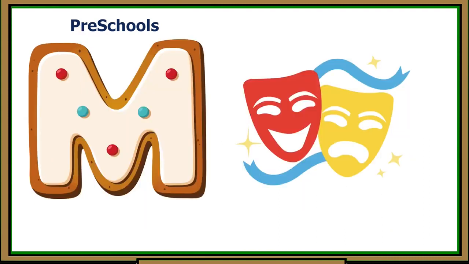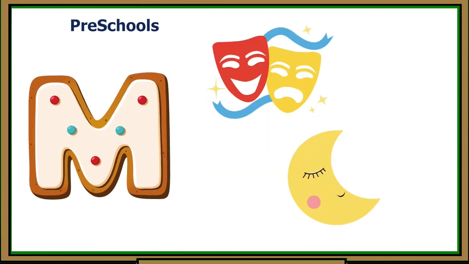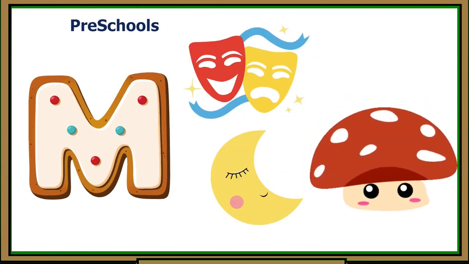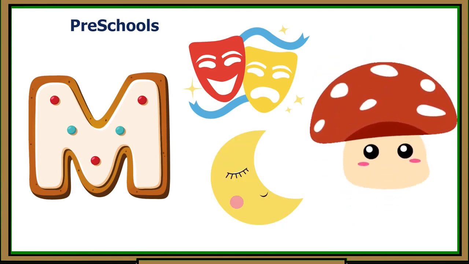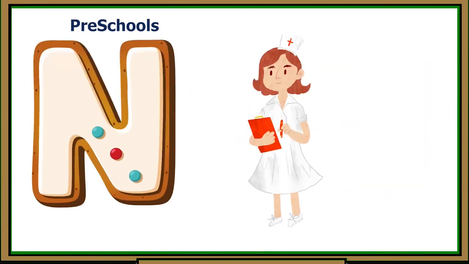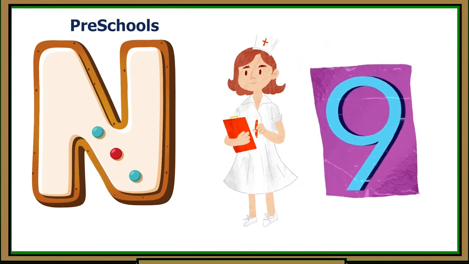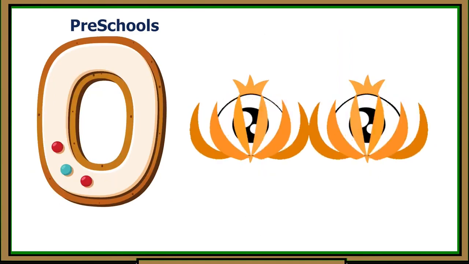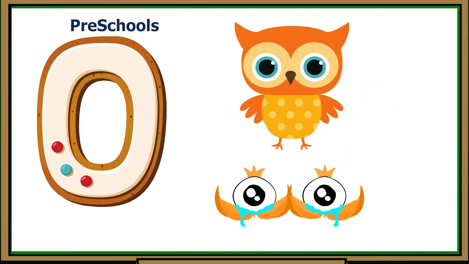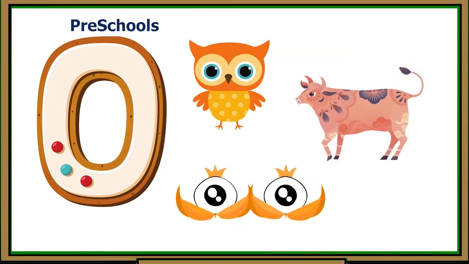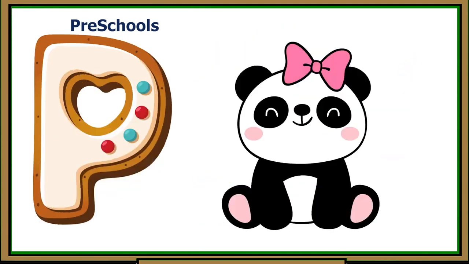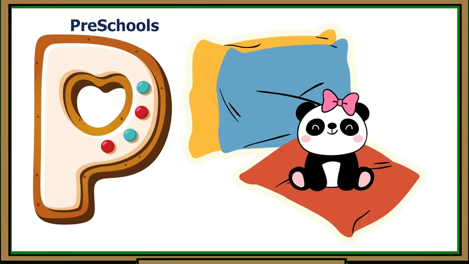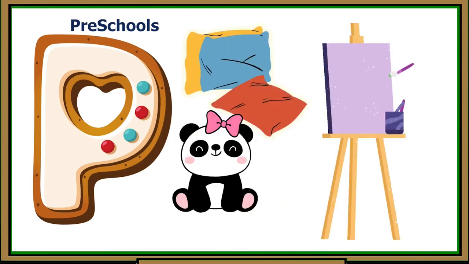M for mass. M for moon. M for mushroom. N for nuts. N for 9. N for notes. O for onions. O for owl. O for ox. P for panda. P for pillow. P for paint.